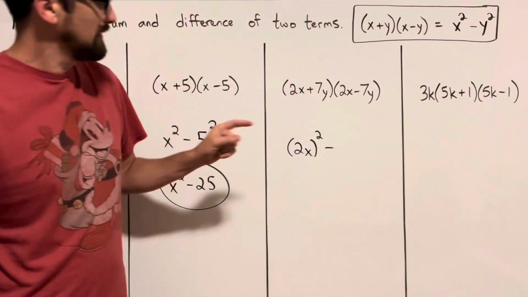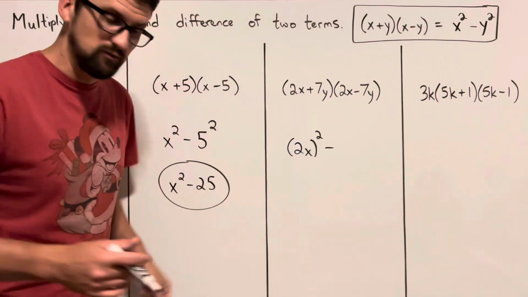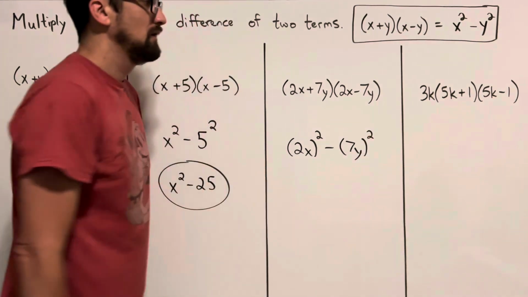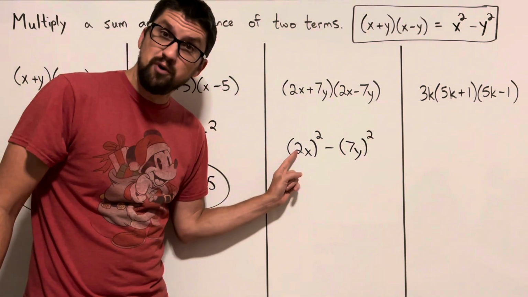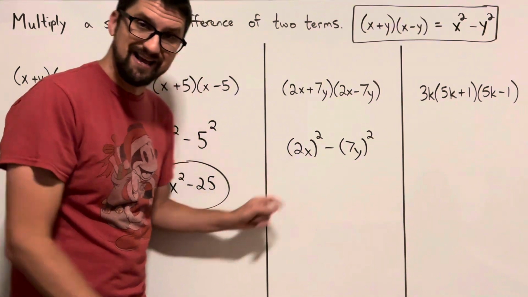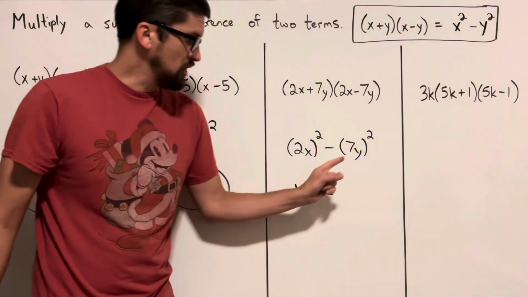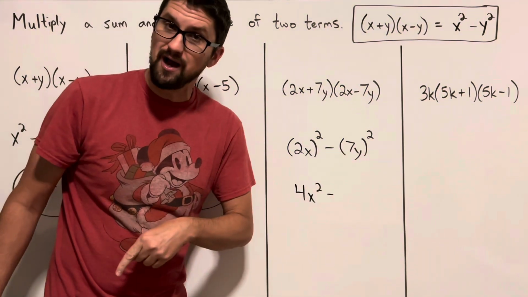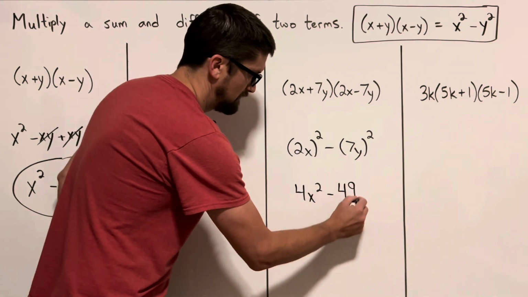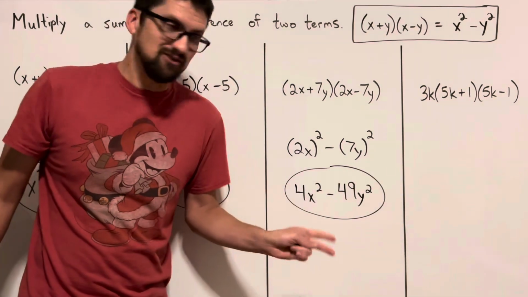Always a minus sign. And then the second term is 7y, and we want to square the whole 7y, so the 7y needs to be in parentheses as well. Now when you square this, you're going to square both the 2 and the x. So this is going to be 4x squared. And also here you're going to square both the 7 and the y. That will give you 49y squared. That's the answer to that one.